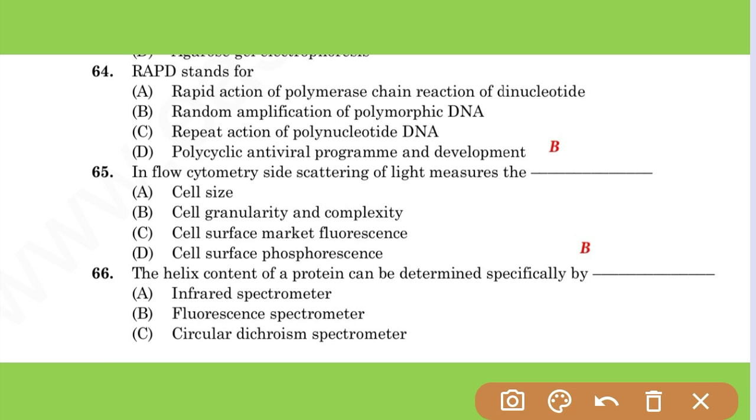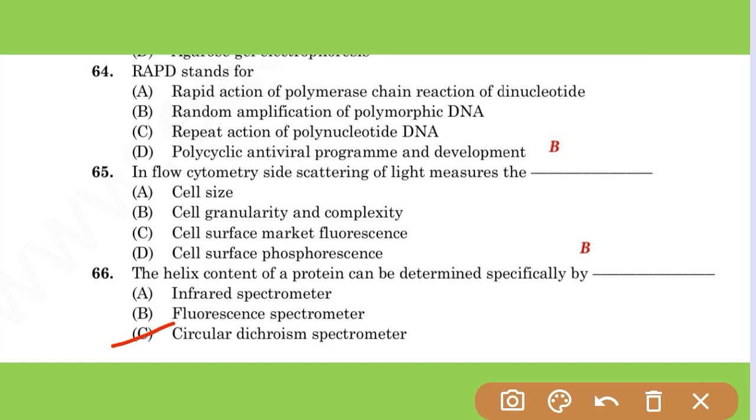The next question, the helix content of the protein can be determined specifically by. The answer is option C, that is a circular dichroism spectrometer, or CDS. The CDS uses circularly polarized light. It is used to investigate the secondary structure of the protein. Option A, infrared spectrometer. IR spectroscopy utilizes the concept that molecules tend to absorb specific frequencies of light that are characteristic of the corresponding structure of the molecule.